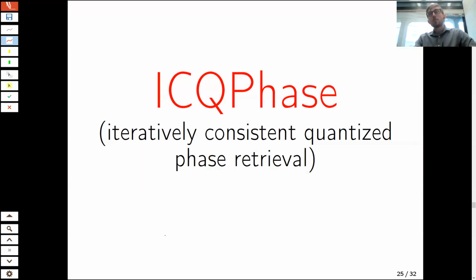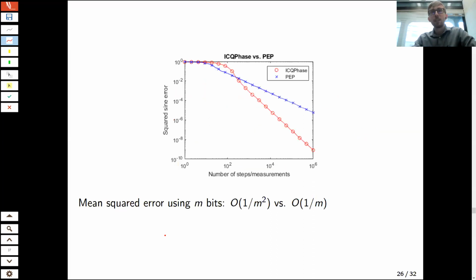Okay, so the second algorithm I want to talk about is called ICQPhase. This is work with Alex Powell here at Vanderbilt. ICQPhase stands for Iteratively Consistent Quantized Phase Retrieval. And I'll just start by showing you a picture here.